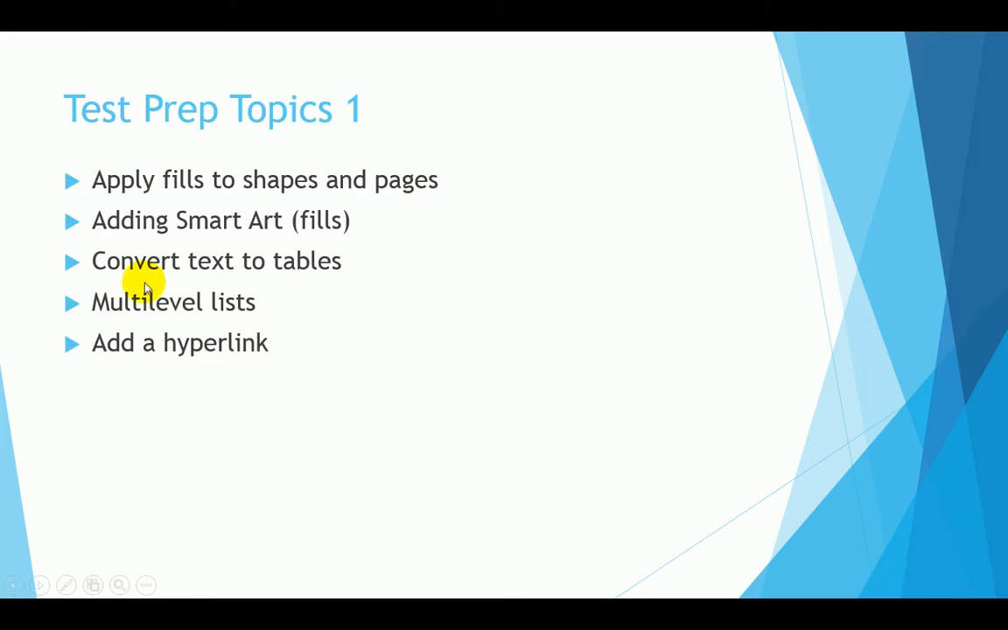Today, we're going to deal with some of the more simple things. We're going to talk about applying fills to shapes and pages. We're going to deal a little bit with SmartArt and add some fills to some SmartArt. We're going to talk about converting text to tables. We're going to talk about multi-level lists. And then we're going to wrap up with adding hyperlinks and the various types of hyperlinks that you can see.